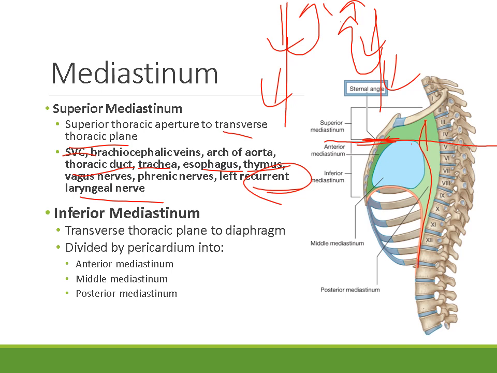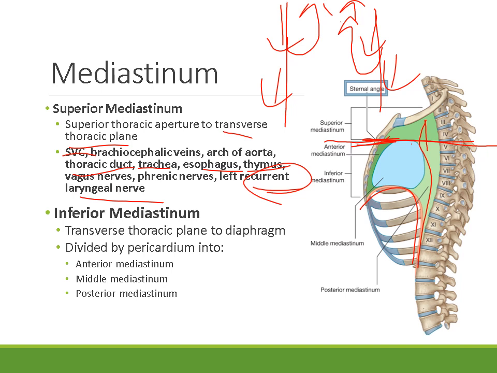If we were looking at those nerves from the medial aspect to the lateral aspect, the nerves are laryngeal nerves, then vagus nerves, then phrenic nerves. So laryngeal, vagus, phrenic. The inferior mediastinum, from this transverse thoracic plane, goes all the way down to the diaphragm, and is divided into 3 regions.